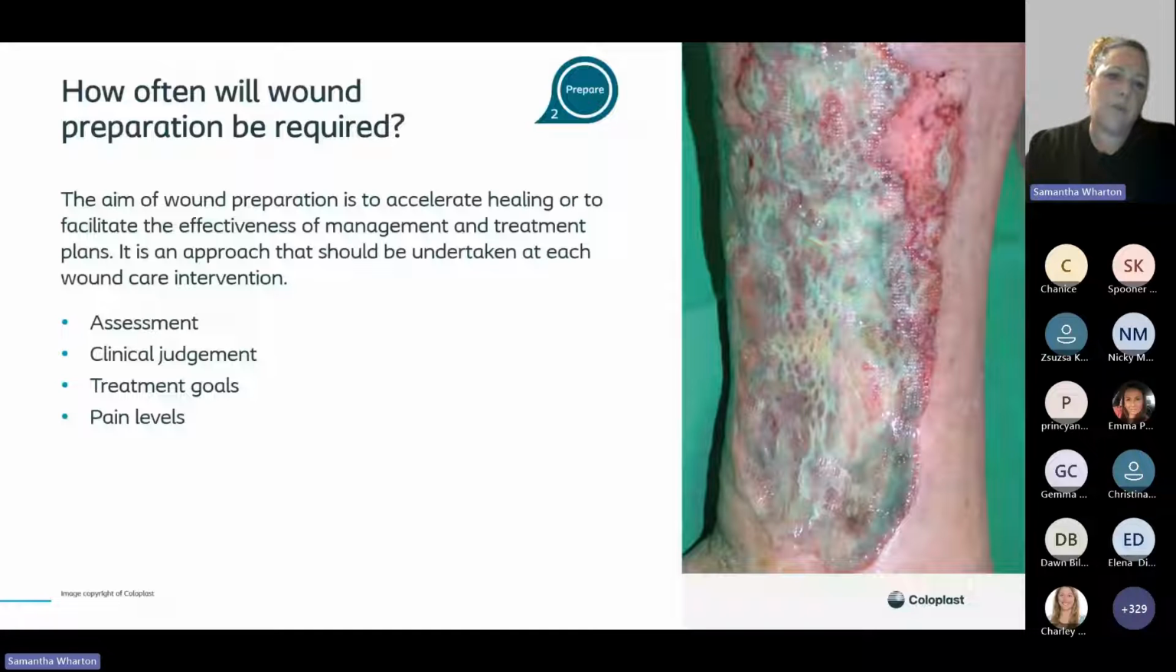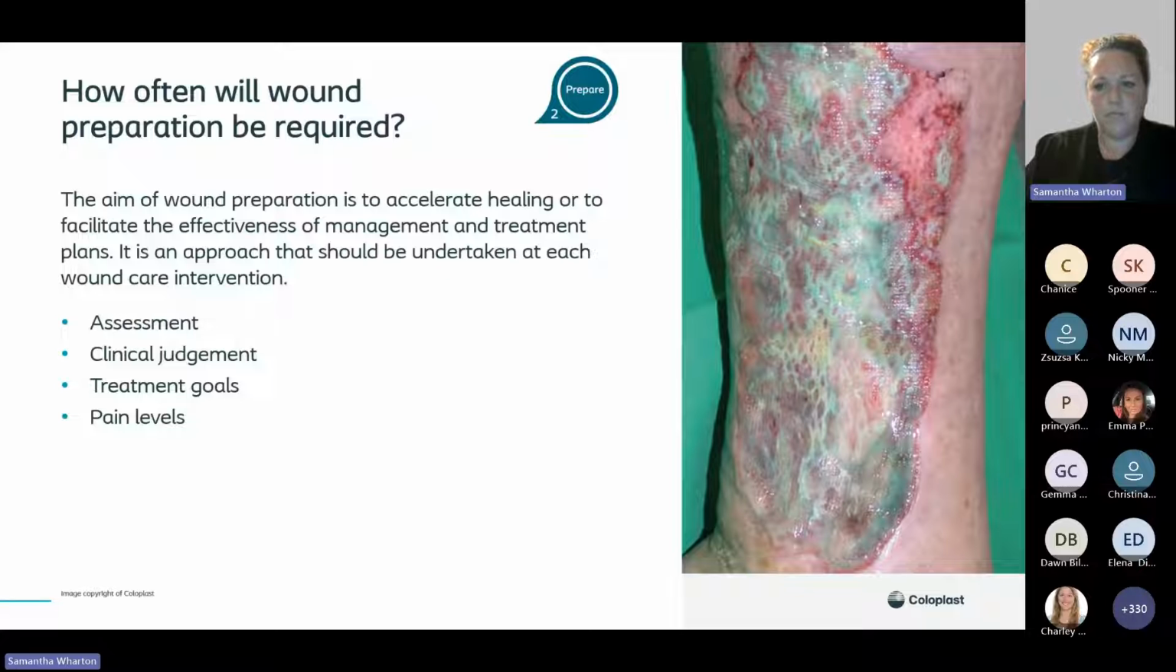So how often will wound preparation be required? Well, it's down to your clinical assessment. But as we've shown from that Wilcox study, the more that we prepare, cleanse and debride the wounds, the quicker they heal. Obviously that's our end goal for our patients, and to prevent infection. The quicker they heal, the less chance of getting infection. You would do your assessment, use your clinical judgment, look at your treatment goals for that wound and that patient's pain levels, and choose at that point the frequency of wound preparation.